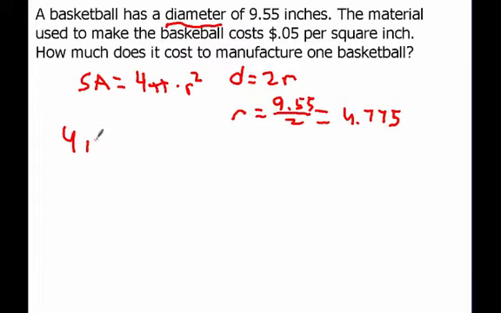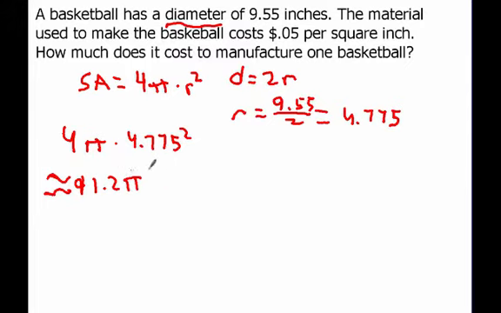4 times pi times 4.775 squared. Multiply this all out, and we end up getting 91.2 pi. I should change this so that this is approximately 91.2 pi because I did some estimating in here.